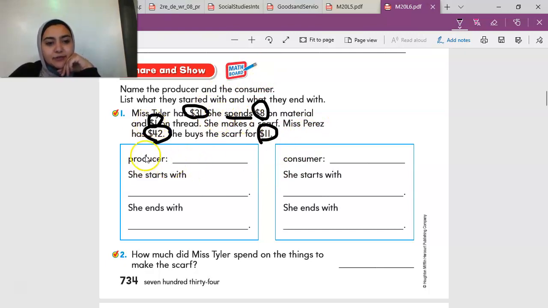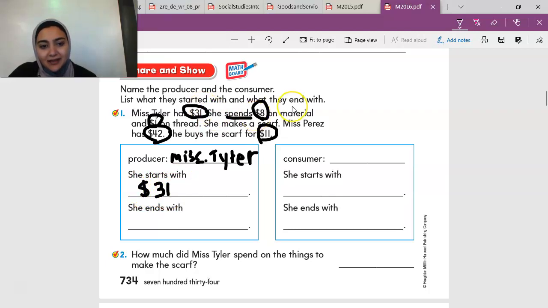So let's reread the problem and fill in the information. It says the producer. Who's the producer? Miss Tyler has $31. She spends $8 on material and $1 on thread. She makes a scarf. So who's making the scarf? Miss Tyler. So we're going to write Miss Tyler, T-Y-L-E-R. How much does she start with? She starts with $31.